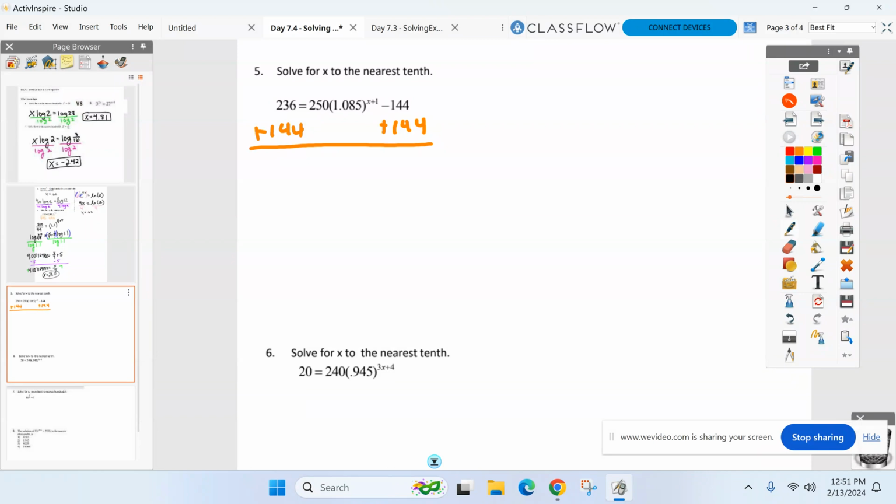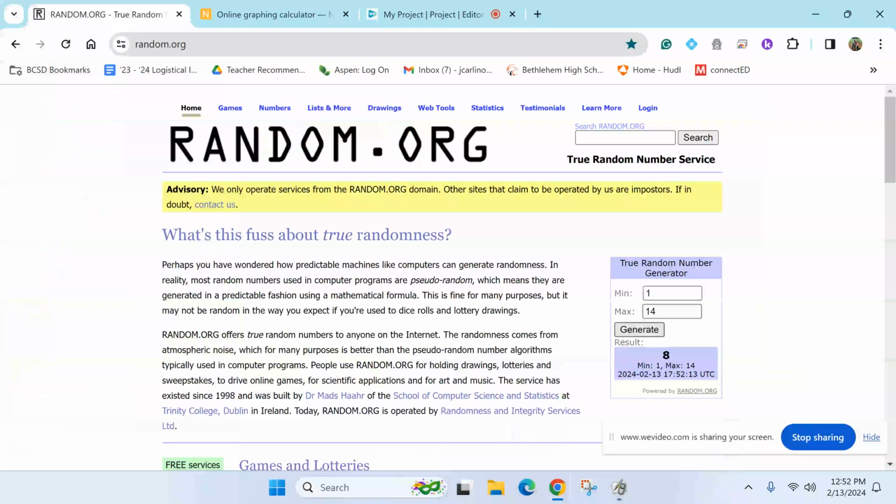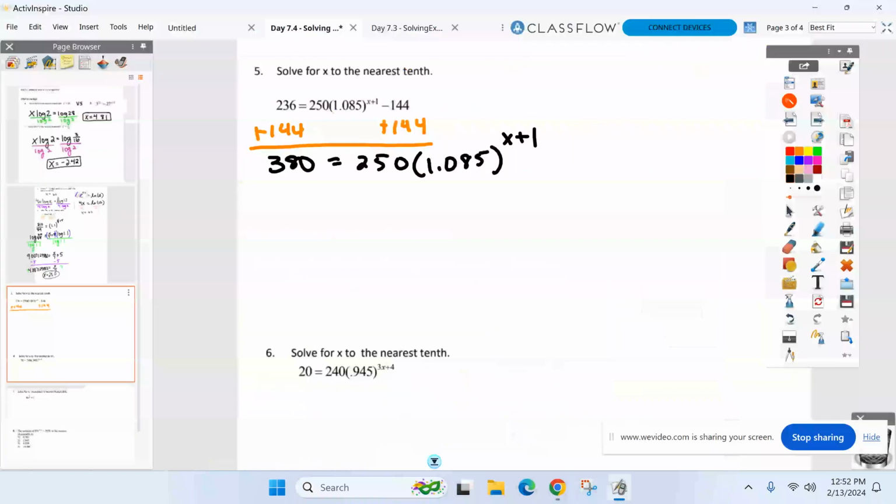We got 380. Still not ready to log. Still not alone. It's got to be the base and the exponent all by itself. Next move. Gabby, back to you. Look at this, on fire. Divided by 250. Yep.